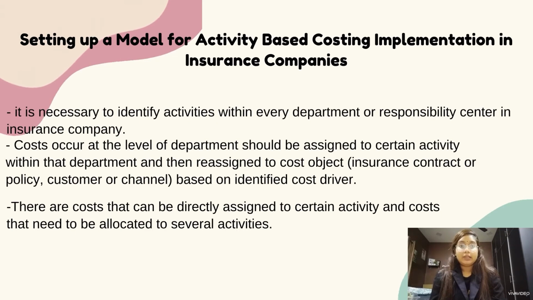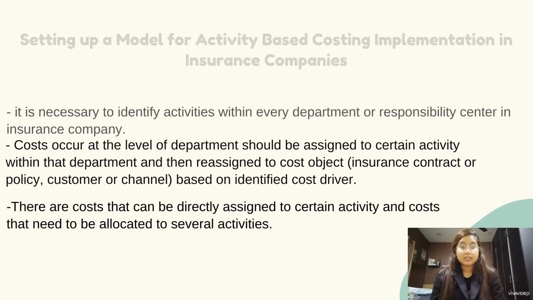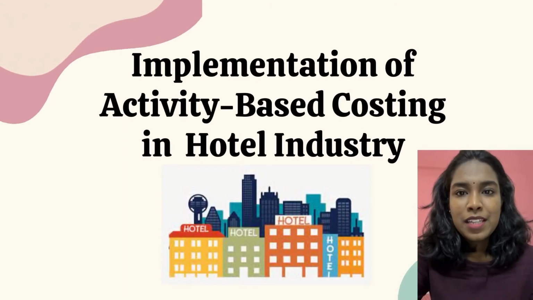At the department level, there are costs that can be directly assigned to certain activities and costs that need to be allocated to several activities. The allocation of department costs to activities is based on the labor time needed to perform certain activities.